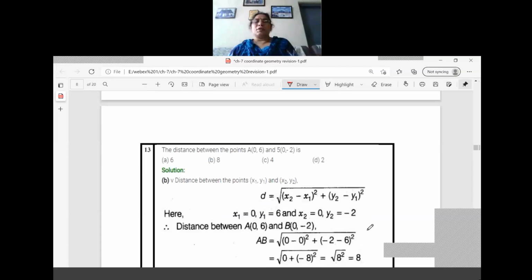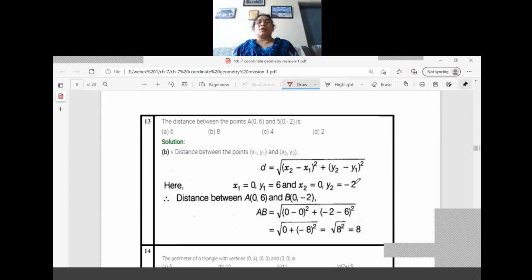Now, what is the distance between the points (a, 0, 6) and (5, 0, −2)? What is the distance? Normal distance formula only. Why have I suggested this one? It's an MCQ pattern. It is given, so after solving this one, you can go for the correct answer. So, the answer is 8 only.